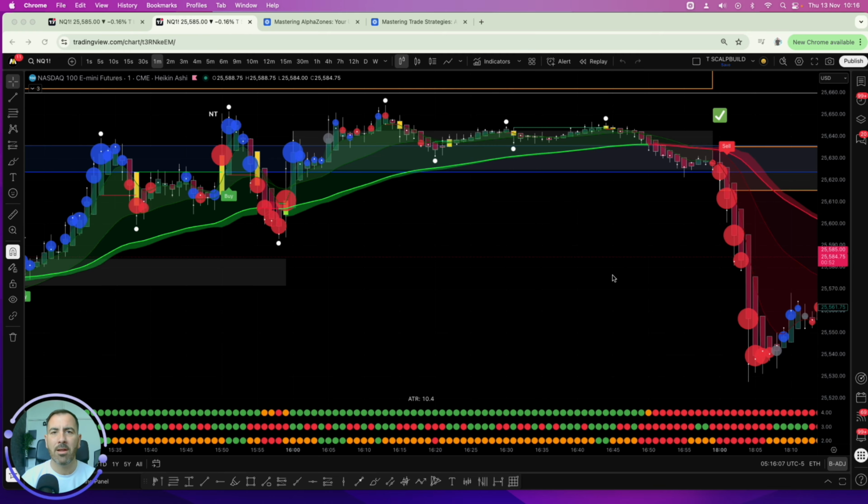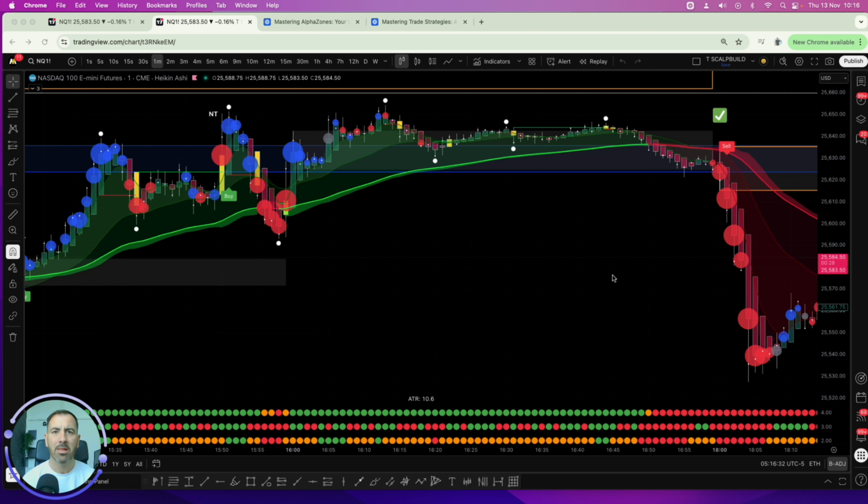Fourthly, we want to be in line with our alpha zone. So we want to be taking bearish trades below our alpha zone and bullish trades above our alpha zone. You can have a little bit of leeway with that on the edges of the alpha zone, but we don't want to be trading in the opposite direction. They are high levels of support and resistance.